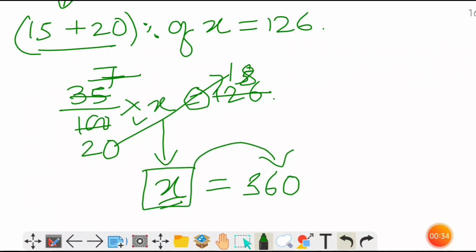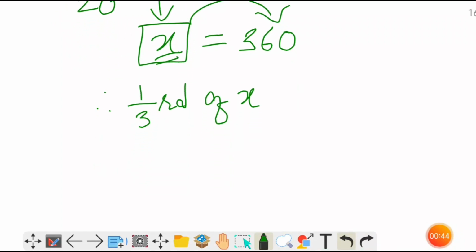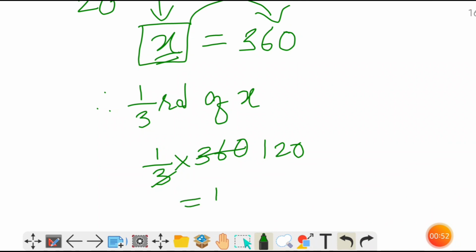But according to the question, we have to find 1/3 of this positive number. So therefore, 1/3 of x equals to 1/3 of means into, x is 360. Cancel. 3 ones are 3, 3 twos are 6, 0, equals to 120. This is our answer.